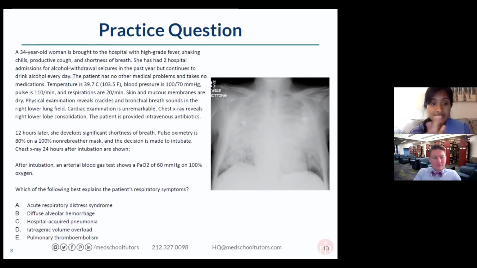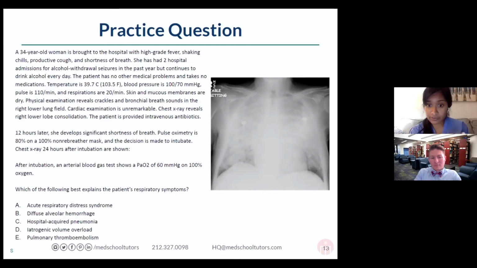So based on this initial story that I'm getting, she came in with what sounds like a pretty classic pneumonia. She had a right lower lung infiltrate. She had fevers, chills, shortness of breath. She had a clear consolidation. She had a classic pneumonia picture.